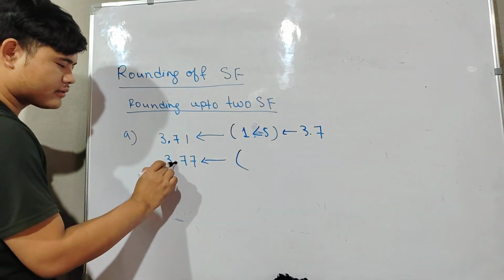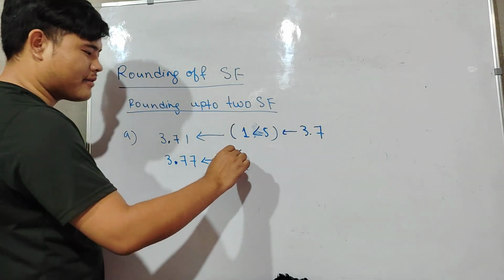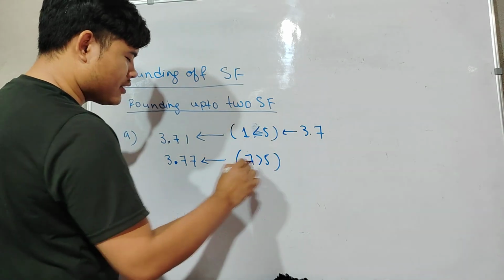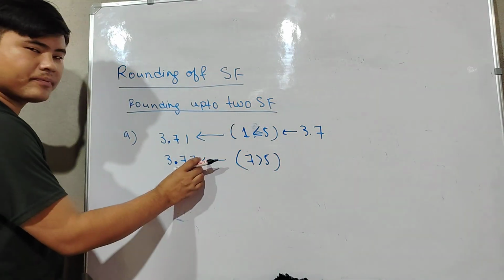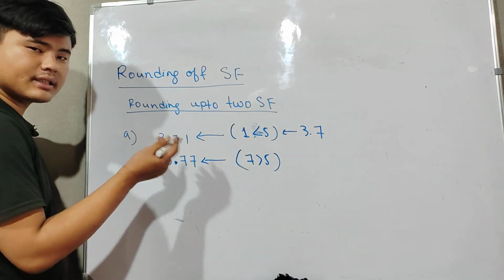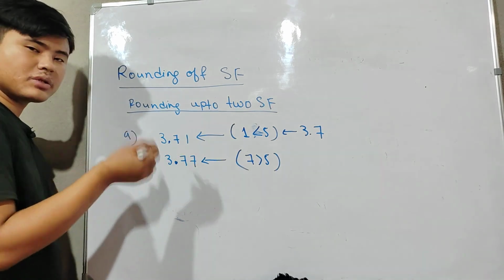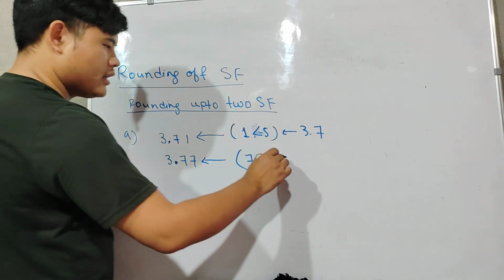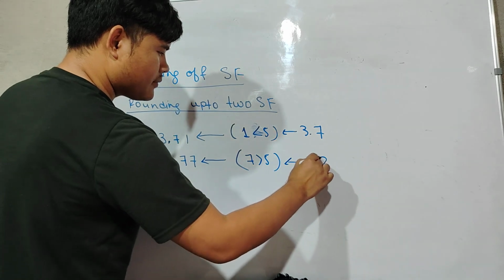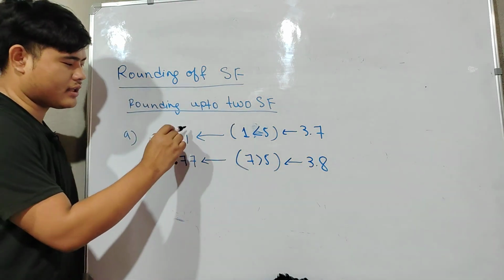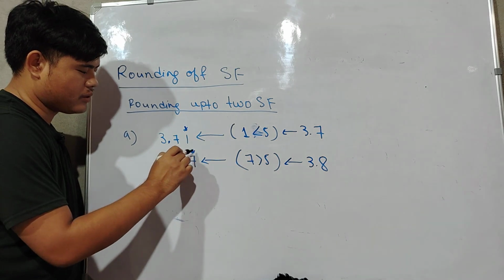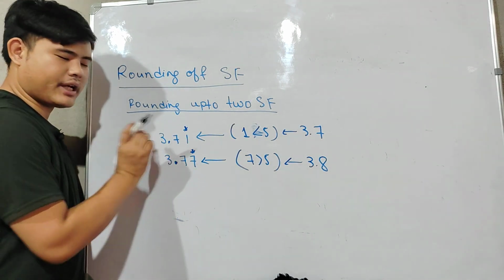Now if it is more than 5, this 7 is more than 5, then you increase this figure. The 7 will increase to 8, so it will be 3.8. You have to watch the third figure. This figure you have to watch to round up to two figures.